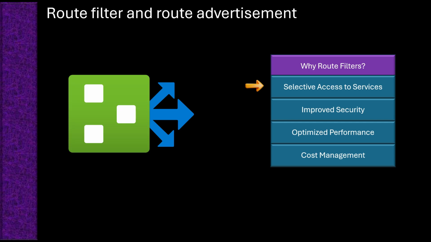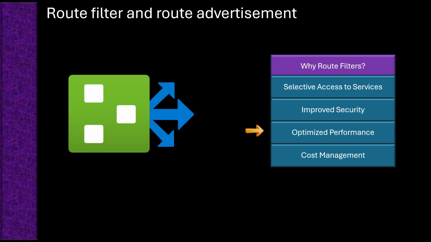With route filters, you can control precisely which service routes are advertised to your network and ensure you only access the services you need. By limiting routes to specific services, route filters reduce the exposure of unnecessary routes within your network. This adds a layer of security by preventing accidental access to resources or regions that aren't meant for your environment.